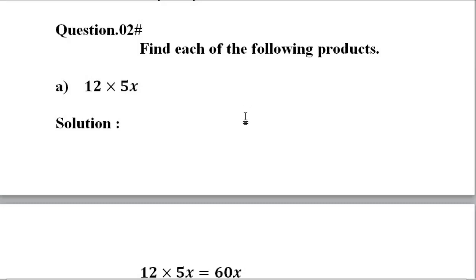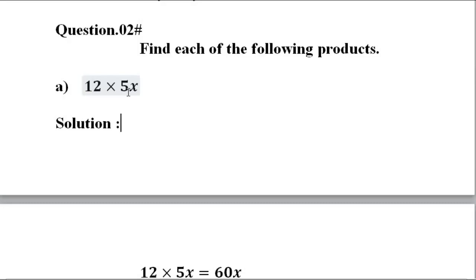In algebra, we can multiply algebraic expressions together, regardless of the pronumerals they have. Additionally, in addition and subtraction, we look for like terms. But in multiplication, we don't need like terms. We can multiply like or unlike terms together without any restrictions. So let's move on to number 1, where we have 12 times 5x.